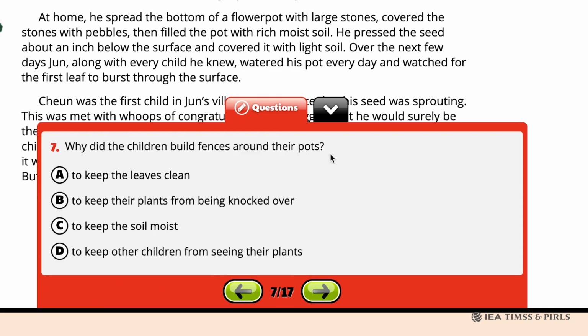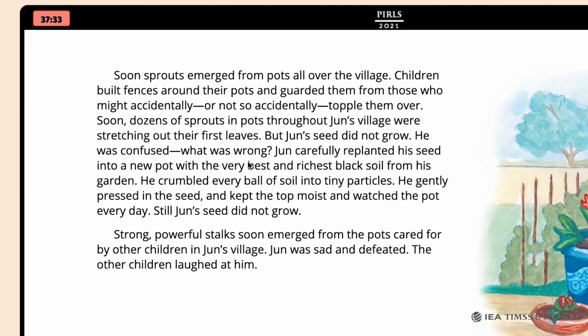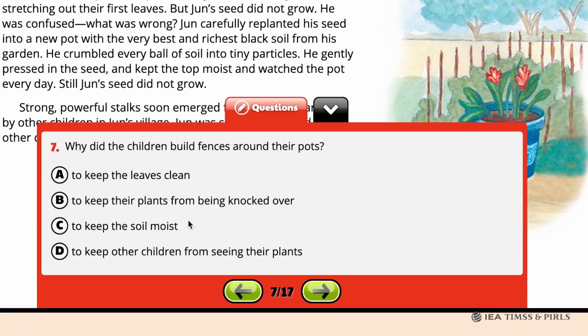Students need to advance the page to answer question 7. Why did the children build fences around their pots? They can drop the question down to read the entire page to be sure about their answer. They should click on option B to keep their plants from being knocked over.